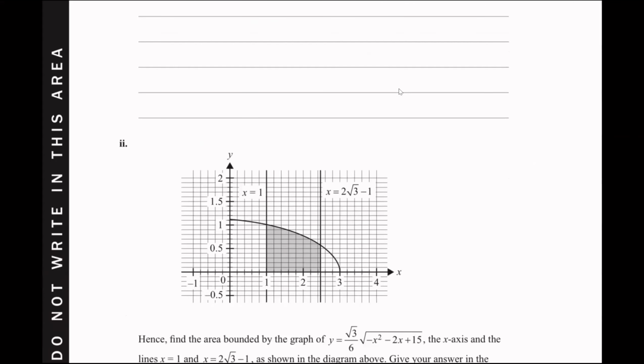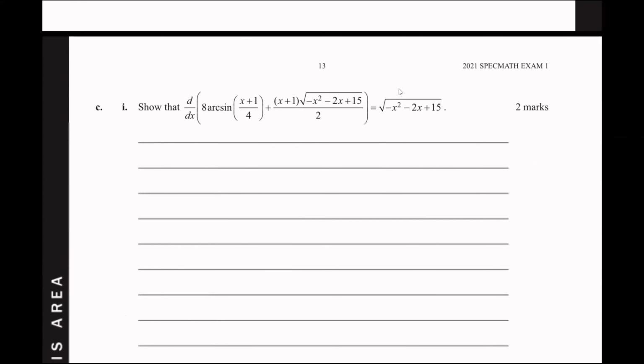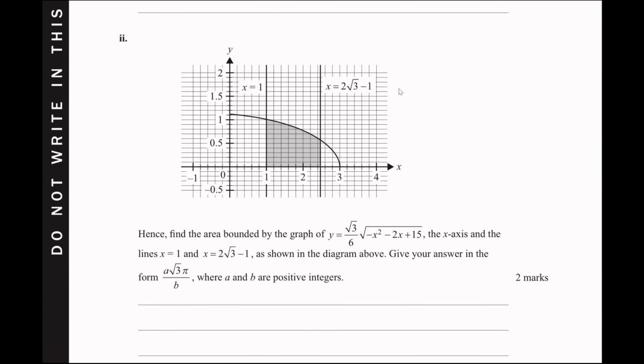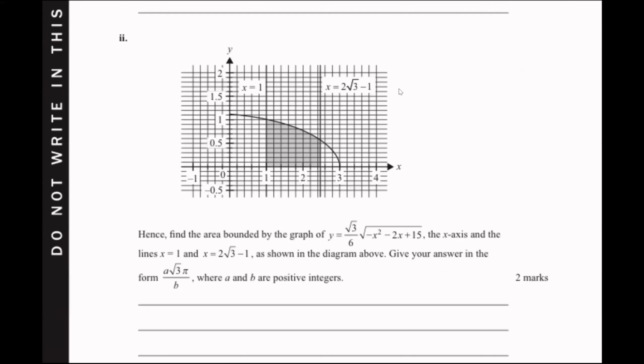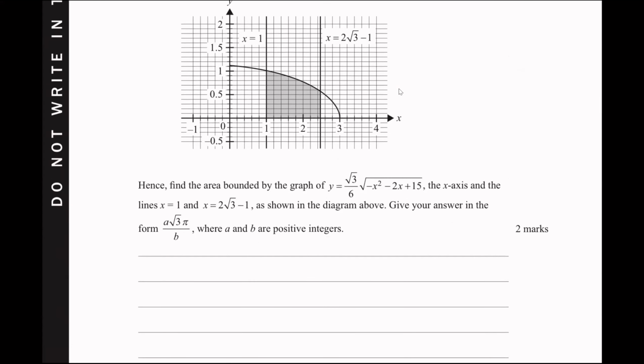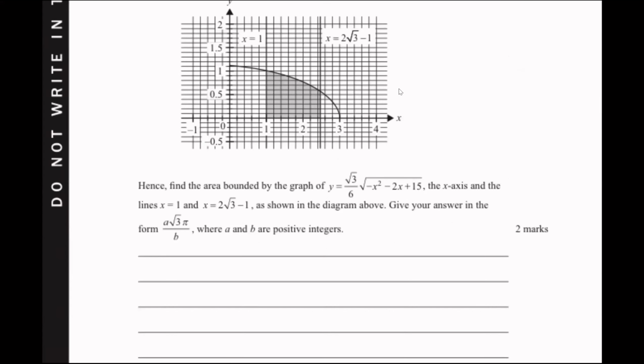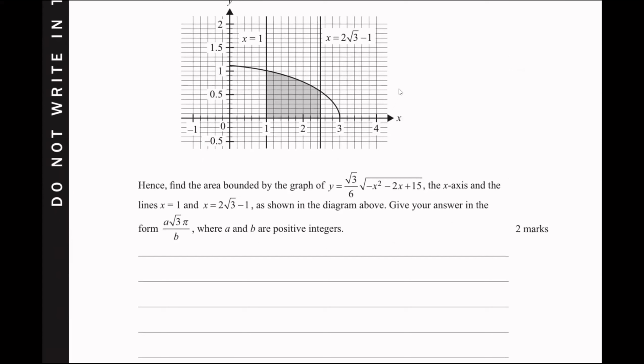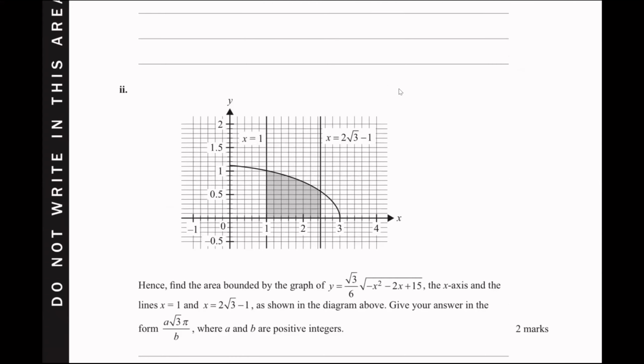Okay, part C1, part C2. Show that the derivative left-hand side equals the right-hand side. And second part, hence find the area bounded by the graph, the x-axis and the lines x equals 1 and x equals 2 root 3 minus 1. Give your answer in the form a root 3 pi over b, where a, b are positive integers.